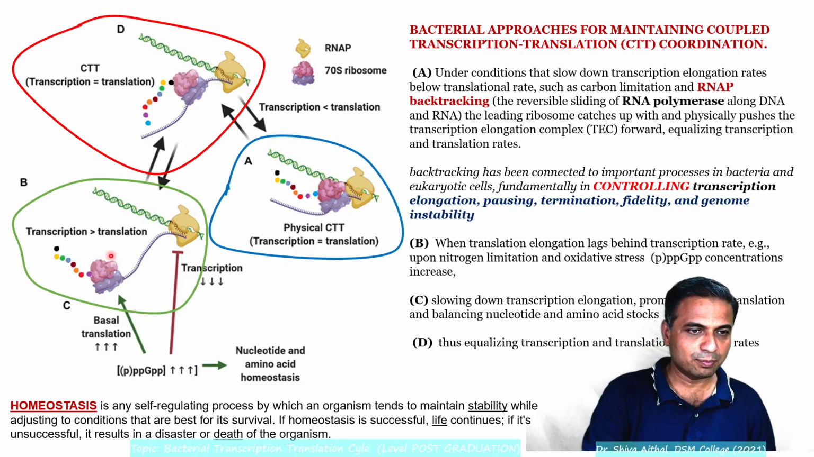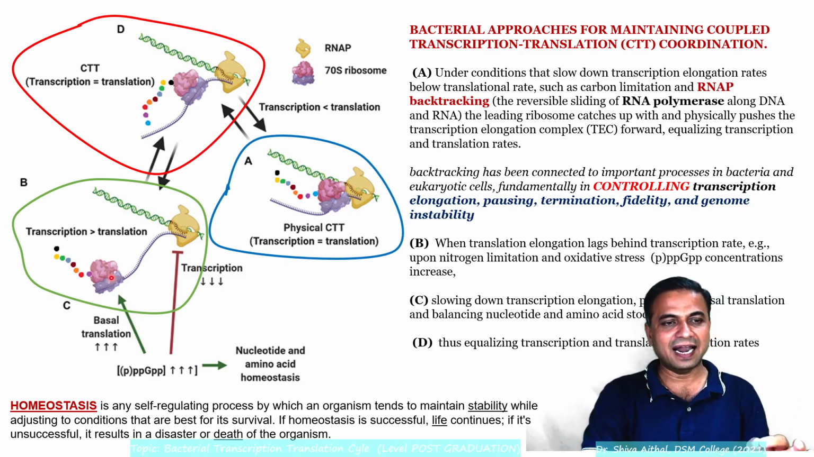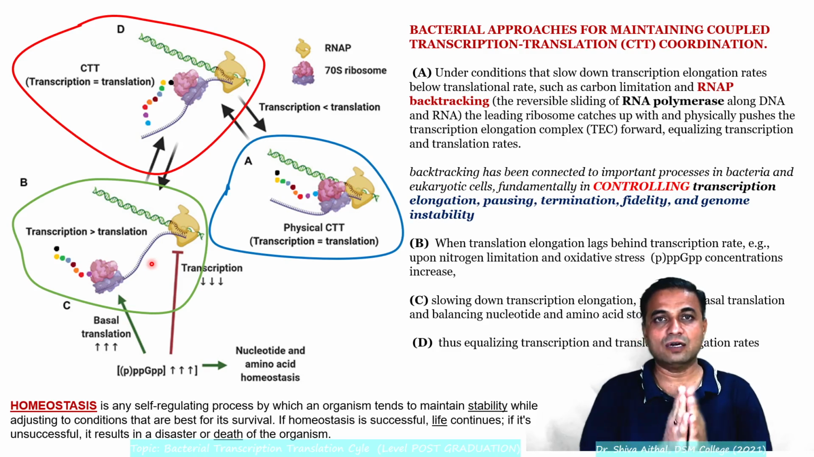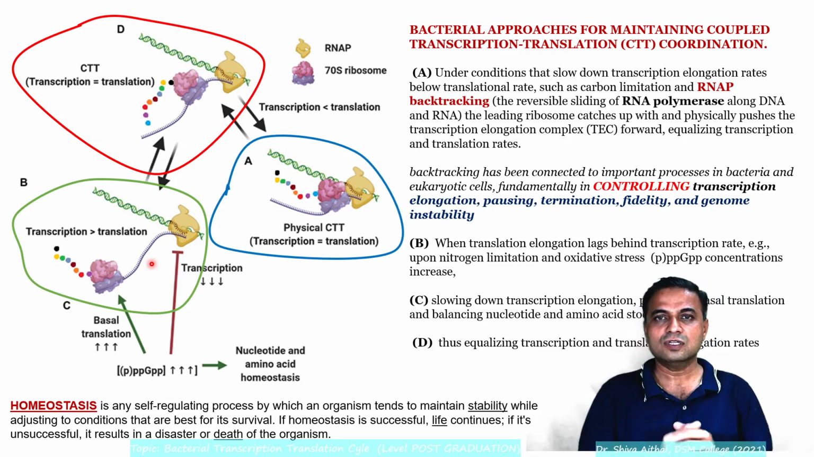Now B, if you see here, the RNA polymerase is far away and the ribosomes are far behind the RNA polymerase. Why or when does this happen? When translation elongation lags behind transcription. Translation elongation is polypeptide chain synthesis. This happens when there is nitrogen limitation. Nitrogen source is very important for the growth of a cell. When nitrogen limitation takes place, then this thing happens. I am trying to tell you the bacterial approaches during coupled transcription and translation.